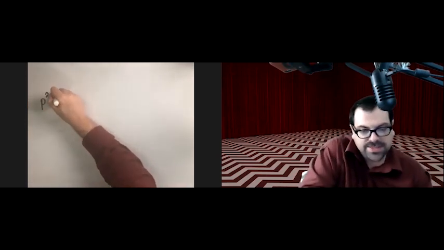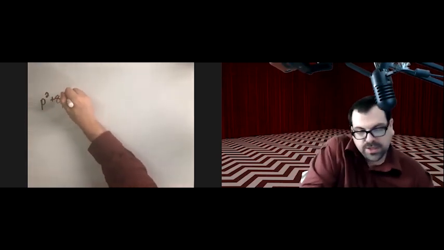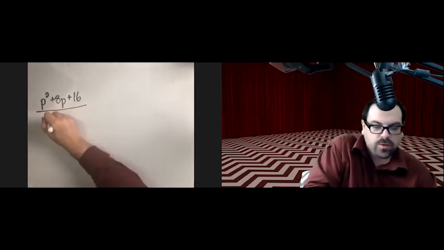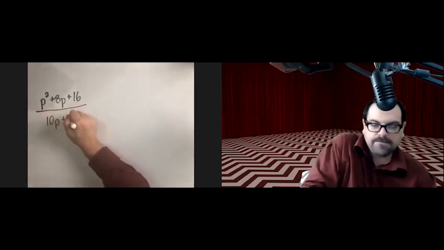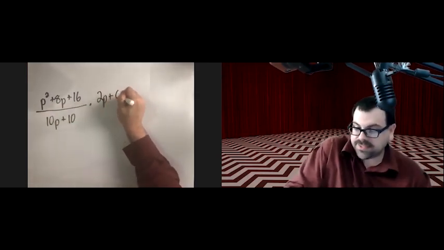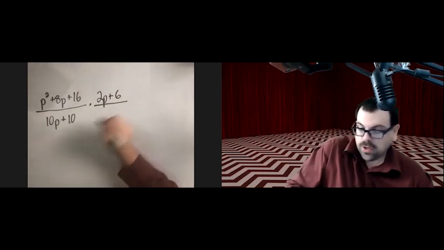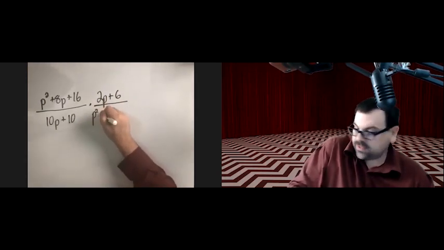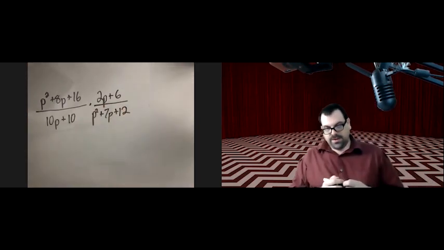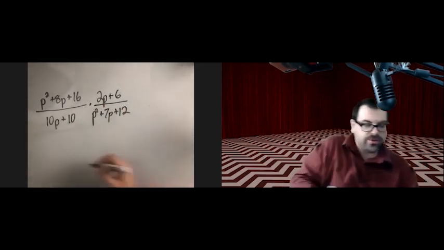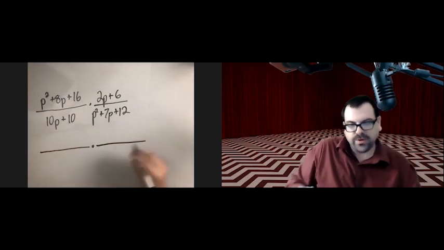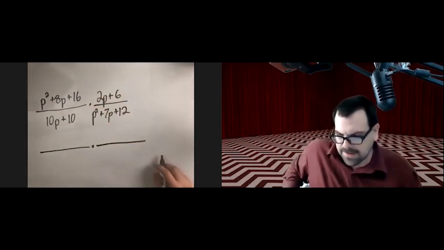p squared plus 8p plus 16 over 10p plus 10, times 2p plus 6 over p squared plus 7p plus 12. I'm not going to bother color coding this time. I think we're getting the hang of what we're doing. We're just going to factor everything we can.